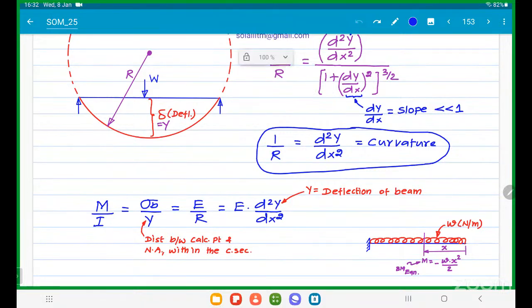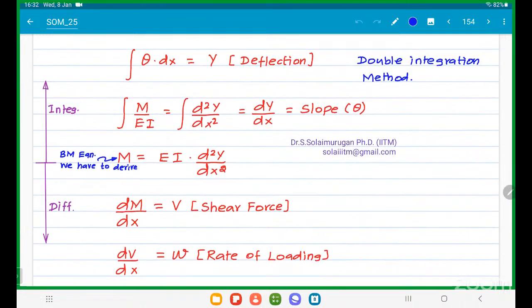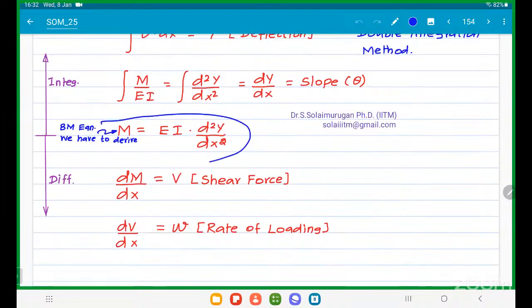Okay, sir. Now, this M, what is this M, sir? M is the bending moment equation. It is not a single value. So, for example, we write like this. Just modify. M by I is equal to E into d square y by dx square. So bring the I to the right hand side. M is equal to EI into d square y by dx square. So this M is not a single value. It is an equation. We have to write it.